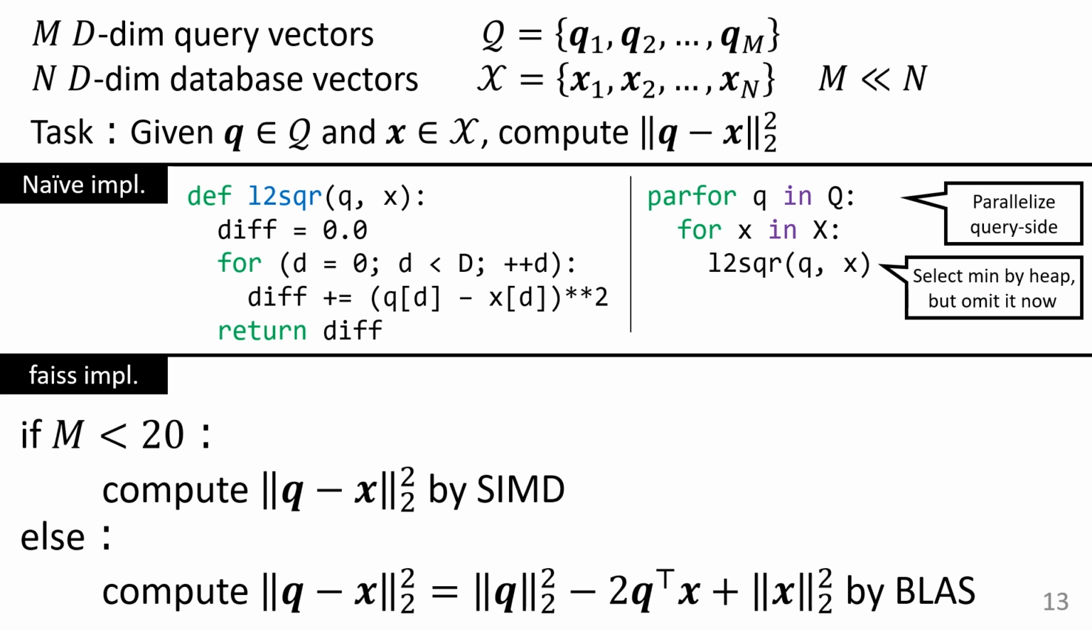Okay. So next I will introduce a much faster implementation of Faiss. Very interestingly, Faiss switches between 2 algorithms. If m is less than 20, m meaning the number of query vectors, then Faiss computes this distance by SIMD. In other cases, they expand this equation like this, then compute everything by BLAS. So it's a kind of interesting switch. I will introduce them one by one. First I will introduce this one.